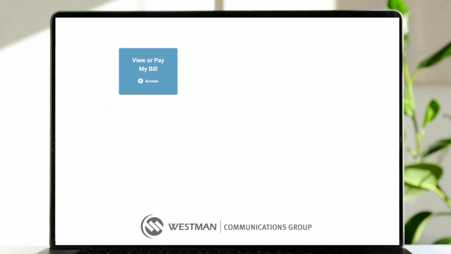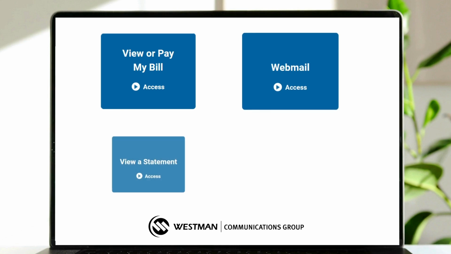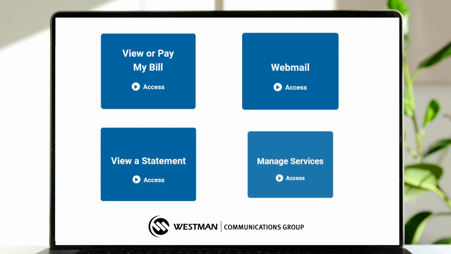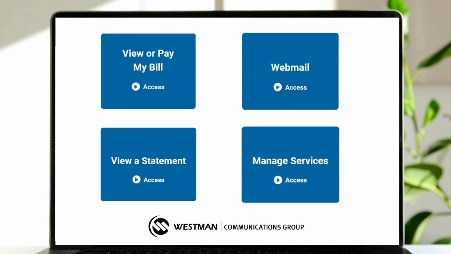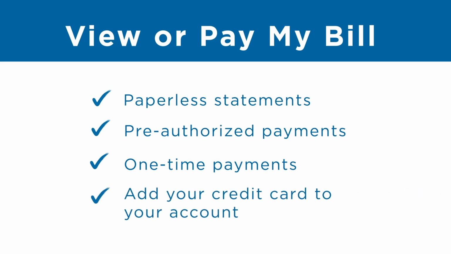With your account, you have the freedom to view or pay a bill, access your webmail, view a digital statement, and manage your services easily and conveniently online. Let's get into the details. Westman's View or Pay a Bill section gives you the choice of various billing options. From here, you can enroll in paperless statements, pre-authorized payments, or make a one-time payment. You can also securely add a credit card to your account for one-time or future payments.